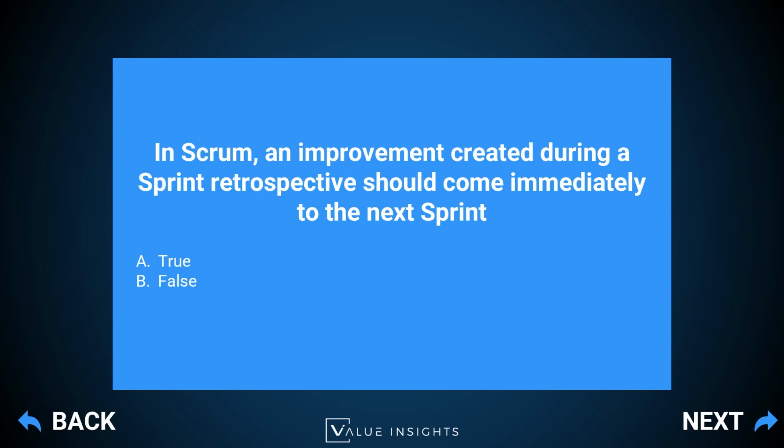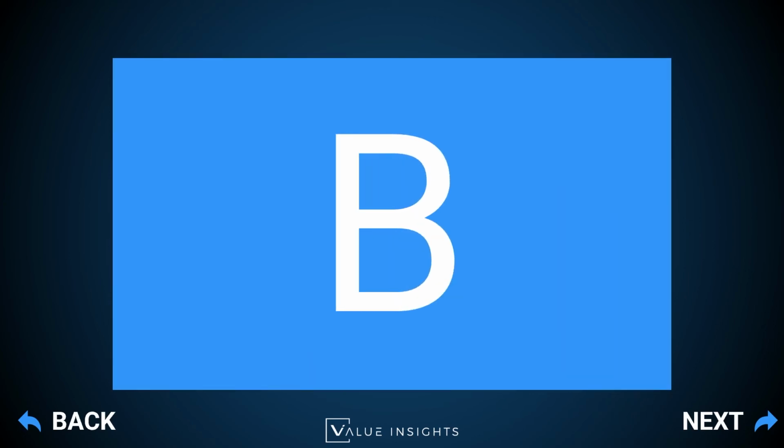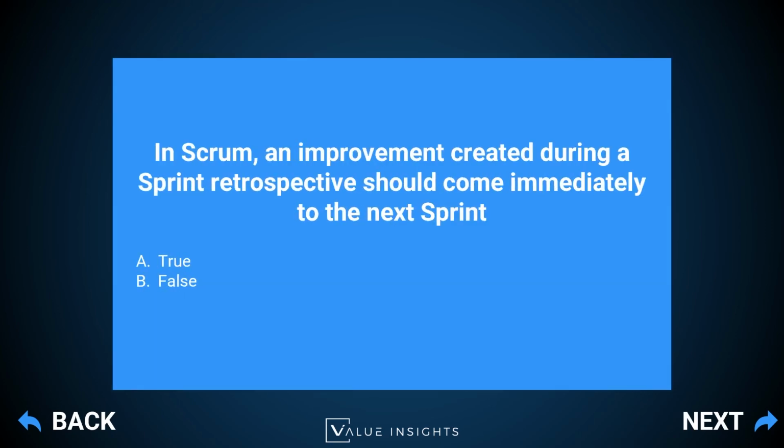In Scrum, an improvement created during a sprint retrospective should come immediately after, to the next sprint. Okay, any improvement devised during sprint retrospective, do they come immediately to the next sprint? Yes or no? Answer A, true. Answer B, false. And here again, this is a false statement. So why is that? You have to go back to the Scrum Guide. Here we are talking about Scrum Guide 2020 as the latest version.